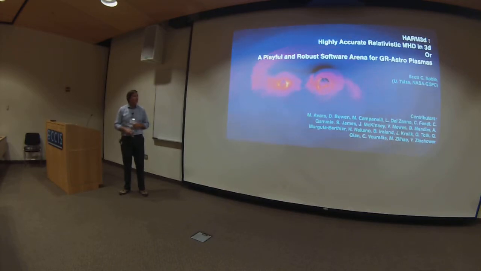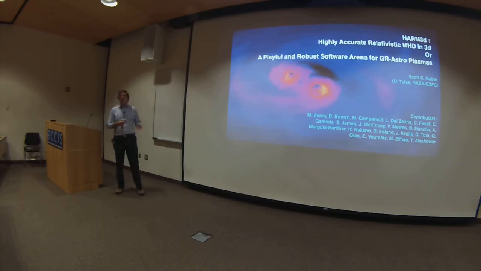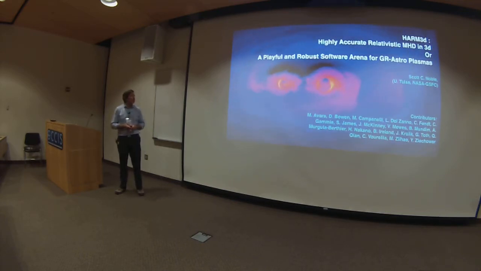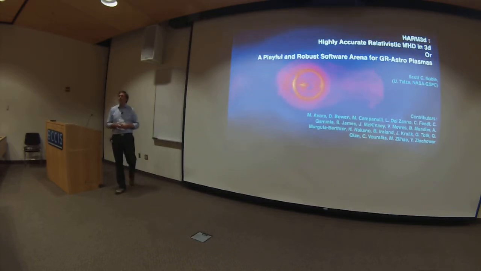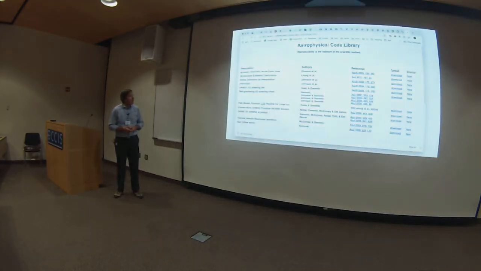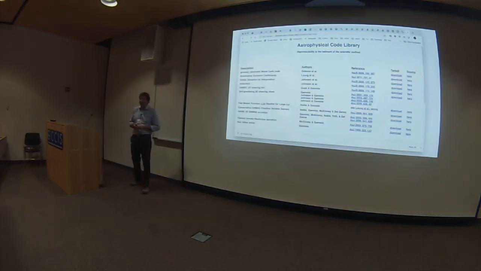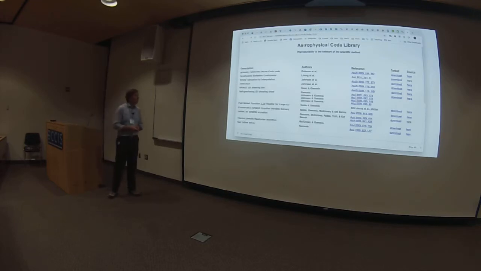And the number of people that have contributed to the particular flavor of Harm that we use is listed here. It's a growing number of contributors, and we're always looking for more avenues to use Harm and to develop it further. So, how many people have seen this page? Okay, I'm glad that you visited this. So you can download the 2D version of Harm. It's publicly available from this site, and also some conservative primitive variable solvers down here.